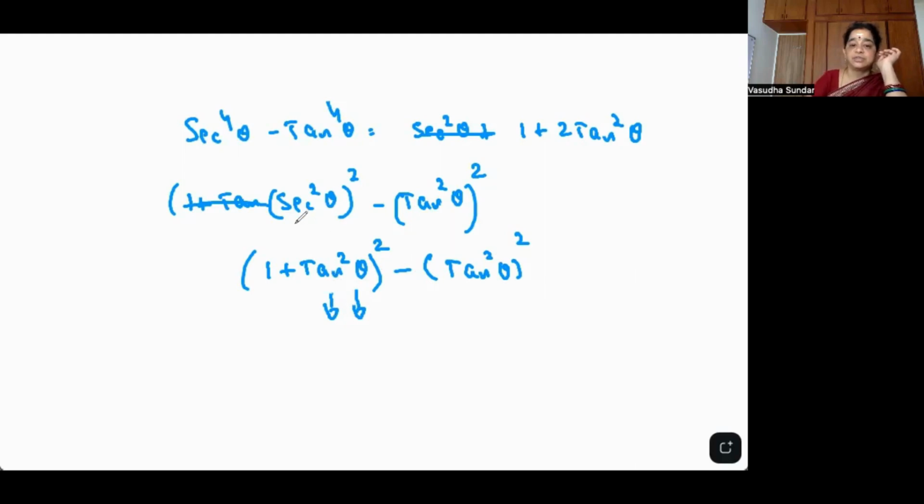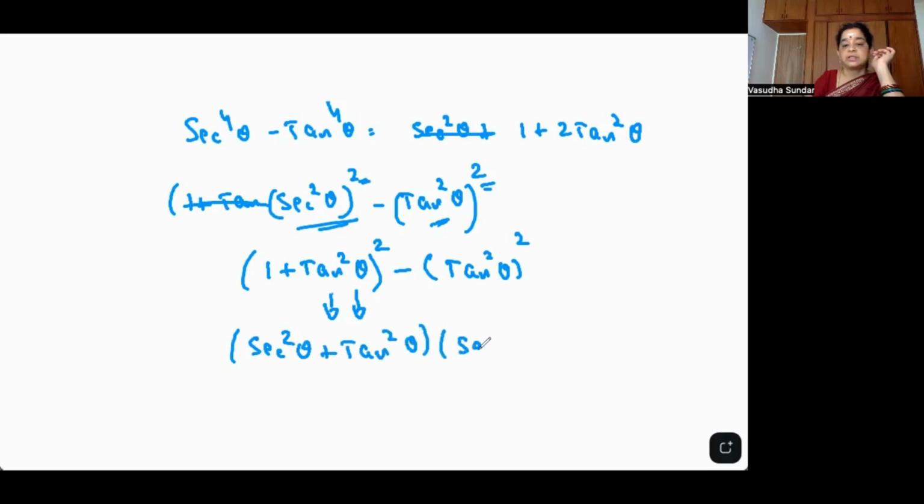The other way is, you see this is a squared minus b squared, which is nothing but secant square theta plus tan square theta into secant square theta minus tan square theta. So this is 1. Now what is your right hand side? This is also an answer. This also is a correct answer. But that is not what your right hand side is telling. So that's why I say always keep track of what your RHS is.